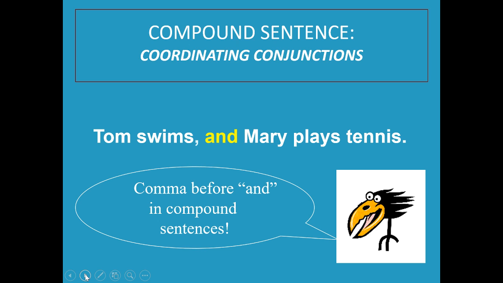Here's another example. Tom swims and Mary plays tennis. Comma before "and" in compound sentences. Now, I think most of the time we say to use a comma after a conjunction or a linking word. But if it is a compound sentence, always use a comma before "and". Okay.